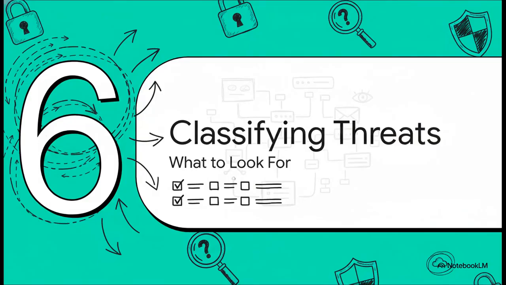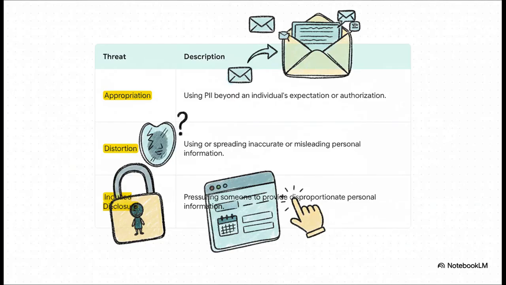All right, let's start to wrap things up by looking at the specific types of privacy threats you need to be able to identify. This is definitely must-know stuff for your exams, so pay close attention here. Let's go through the first 3 threats on this table. First, we have appropriation, use of PII in ways that exceed an individual's expectation or authorization. A perfect example is when you give a store your email for a receipt, and then they start blasting you with marketing emails you never asked for.